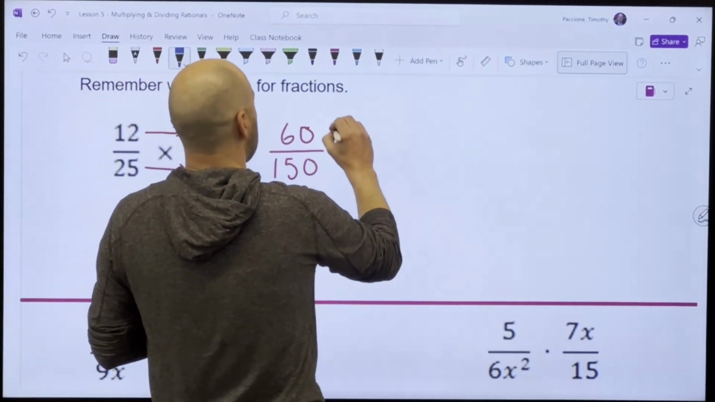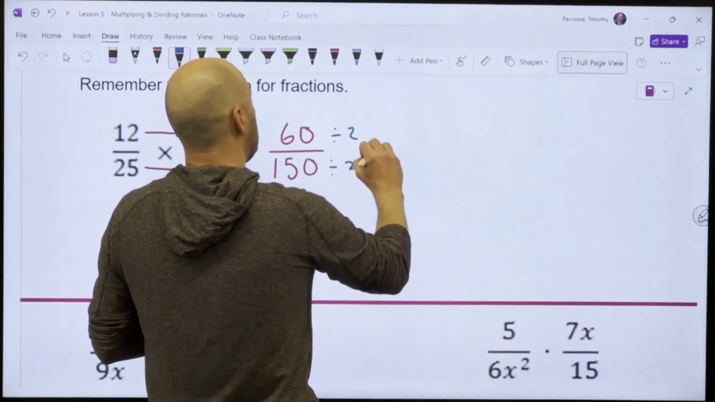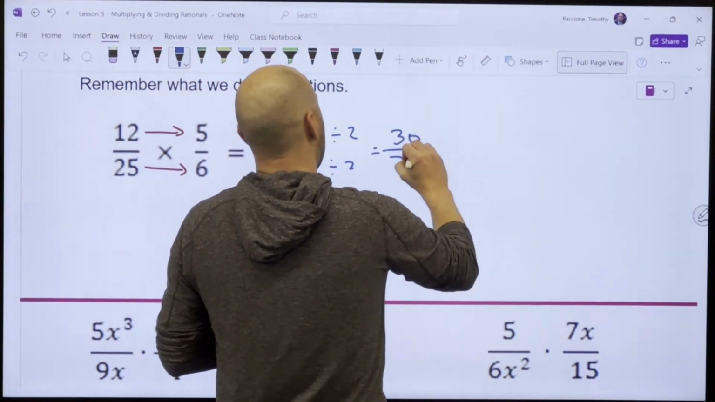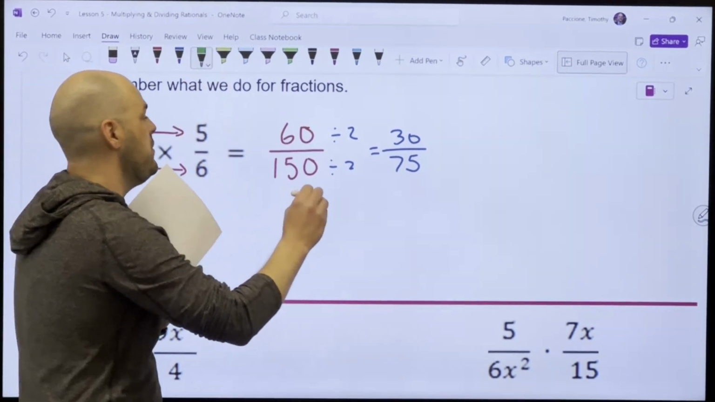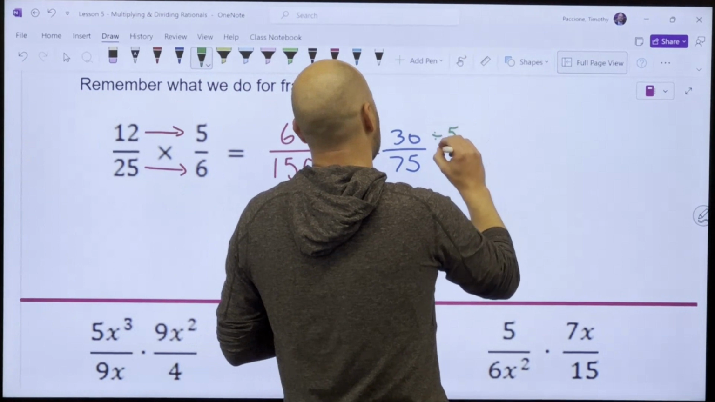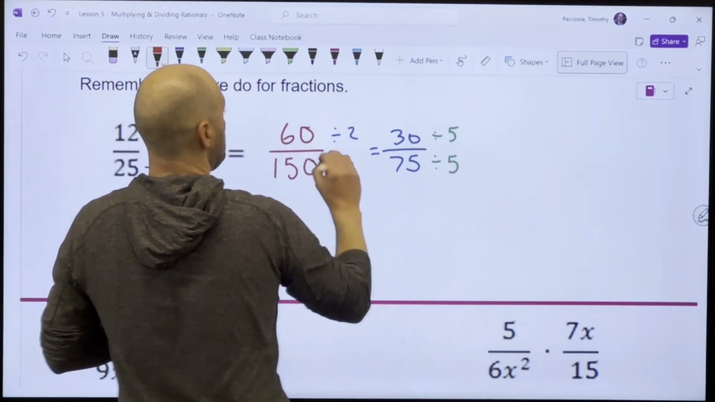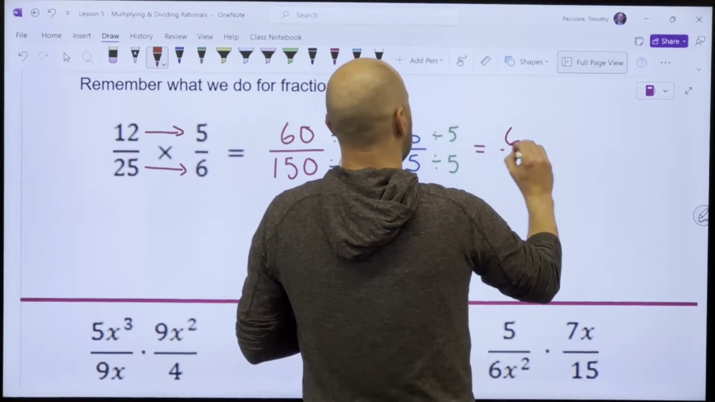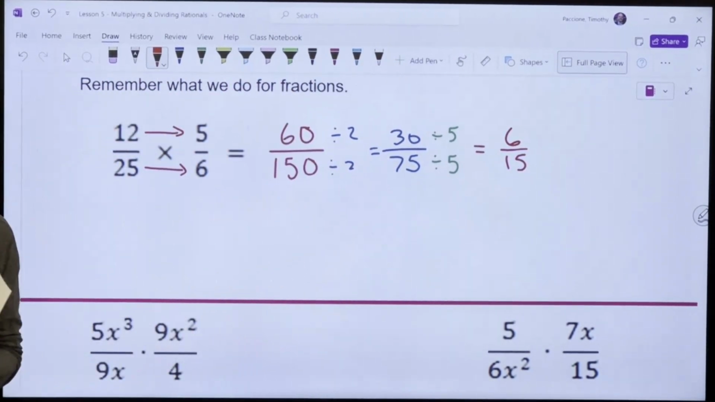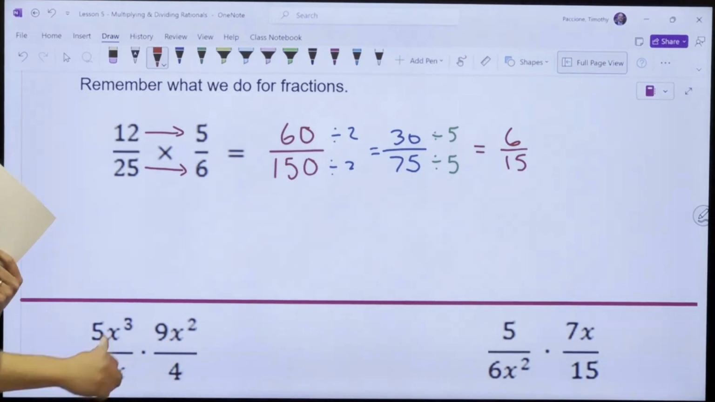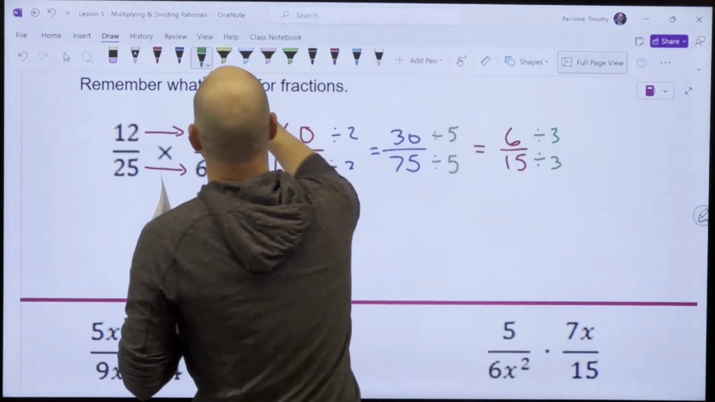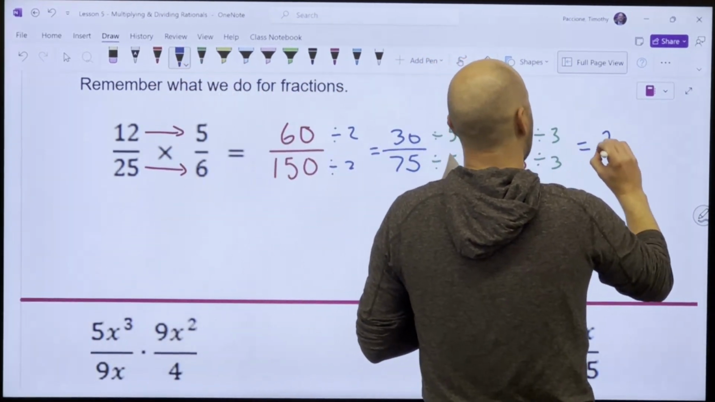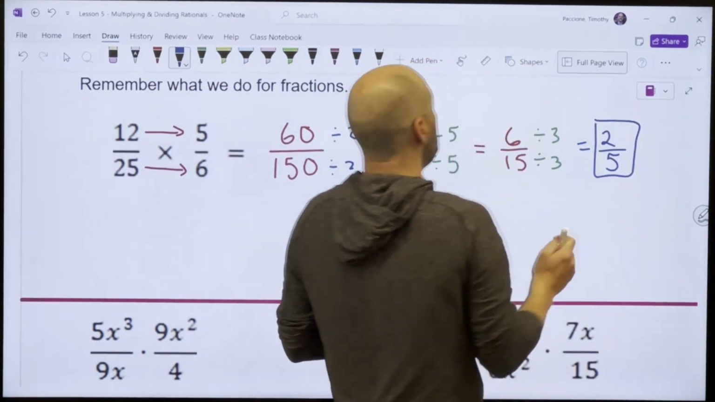You might say, okay, let me try 2, divide by 2, and I get 30 over 75. And then what do I see? What goes into both of those? 5, okay, so then I divide by 5, and I get, what do I get? 6 over 15. Are we not done? No. Yeah, because what goes into both of those? 3 and 3, and I get 2 what? 2/5. Okay.